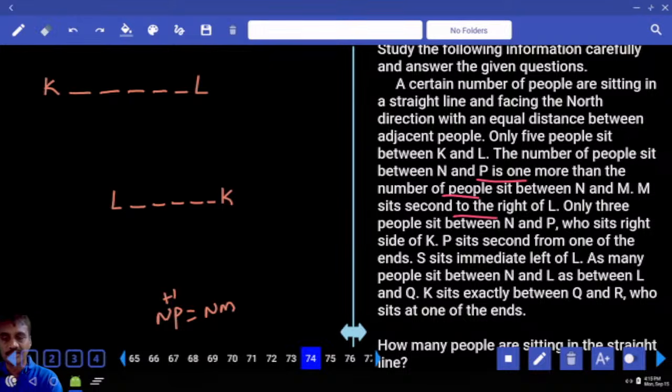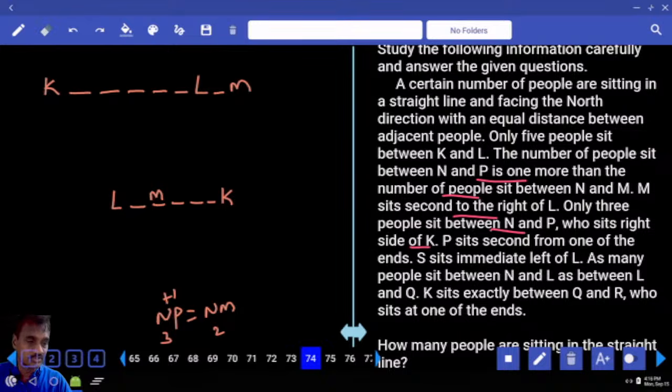M is seated second to the right of L. Only 3 in between N and P. Now in between N and P, how many? 3. If there are 3 in between N and P, then between N and M there must be exactly 2 people. And 3 in between N and P.